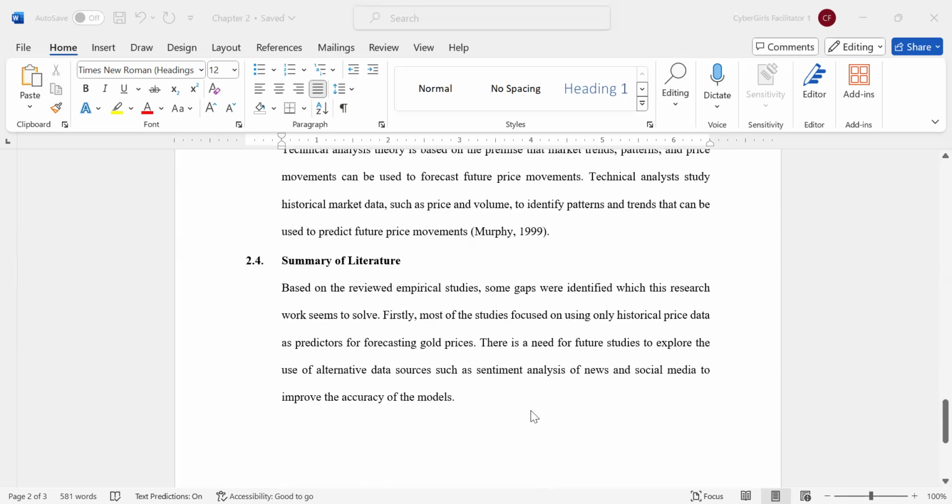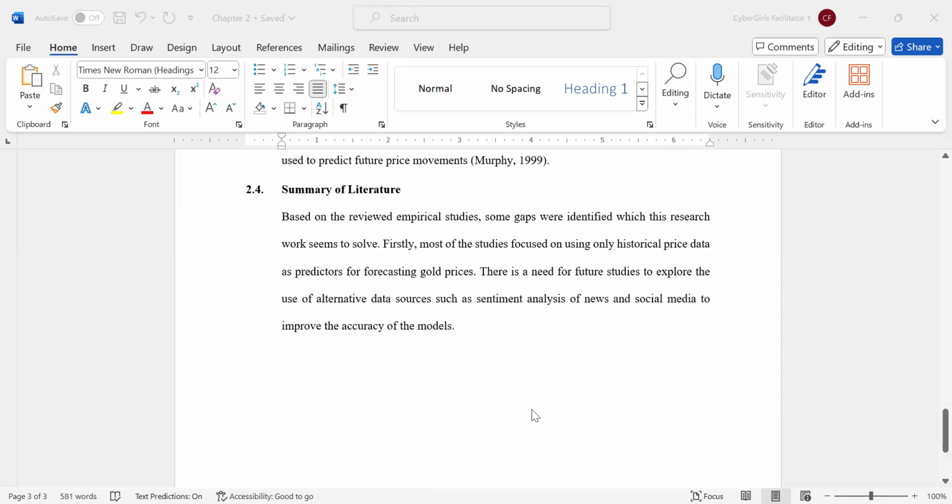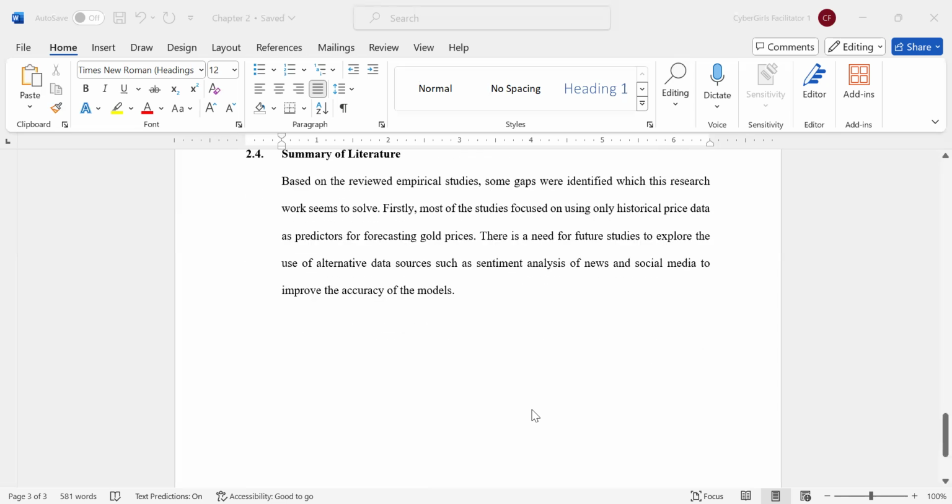Then you can do your summary of literature or gaps, or whichever way the institution lists it. If they want it to be compulsory, you do that. If they don't want it to be compulsory, you can use your discretion to write it, right? So this is actually optional, where you summarize all the literature you have reviewed, what the gaps are, and what you want to achieve. So this is how you write your literature review, and these are the main items that underpin your literature review.